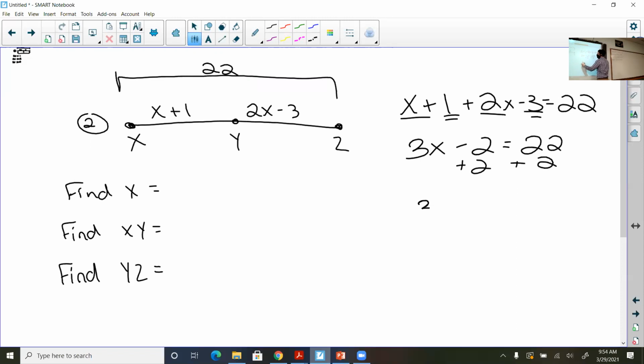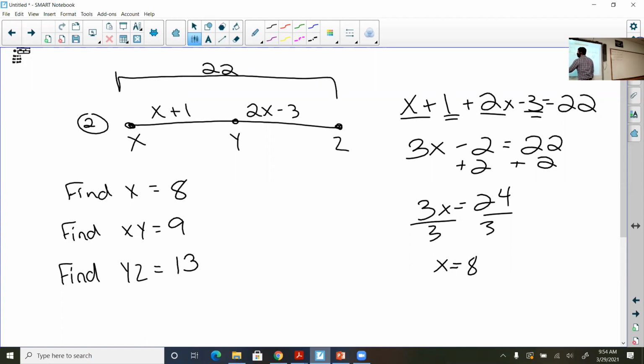Add 2 to both sides, 3x equals 24. Divide by 3, x equals 8. So find x, it's 8. xy is going to be 8 plus 1, so 9. yz is going to be 2 times 8 minus 3, so 16 minus 3 is 13.